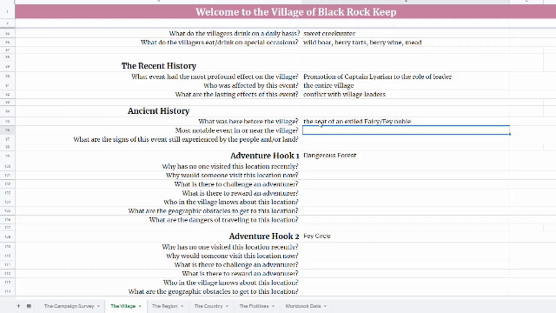And the most notable event in or near the village around that time, we have the dragon attack, but that's just the story, and we could downplay that. I'm going to say that this was a site of a major fairy battle.